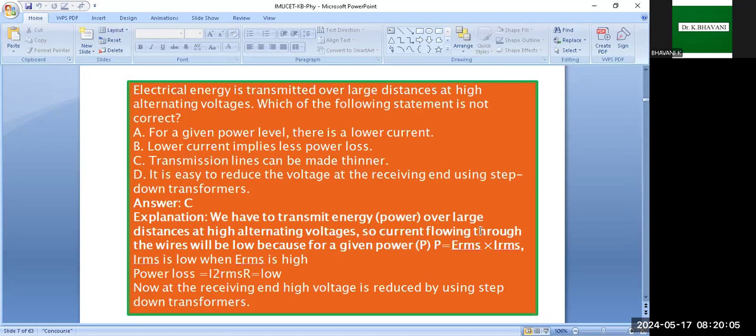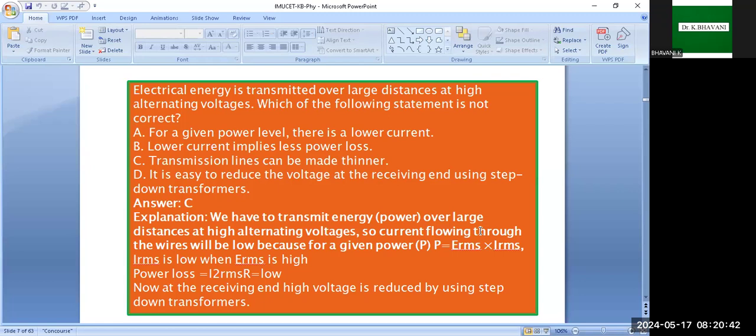And now, moving on to my next chapter, that is current electricity. Here, electrical energy is transmitted over large distances at high alternating voltages. So what is our question? Which of the following statements is not correct? Guys, you need to concentrate on this question because here three statements are correct and one is not correct, so you have to pick the incorrect one.